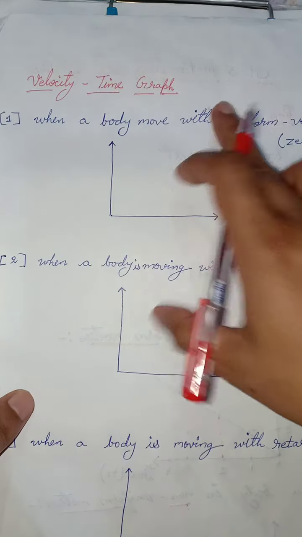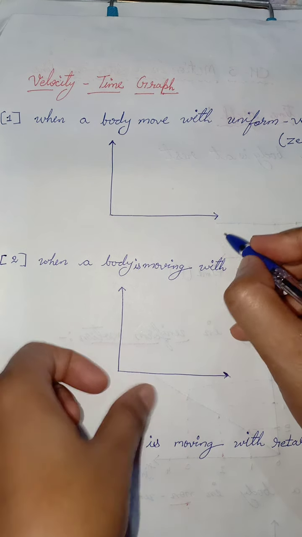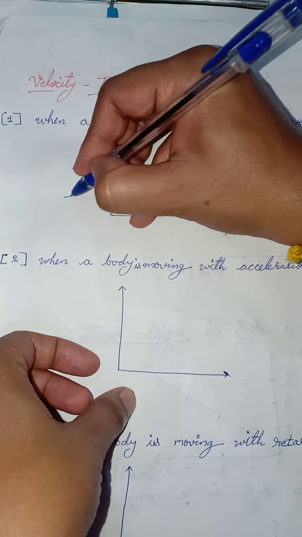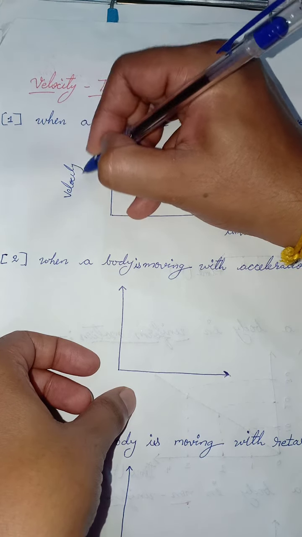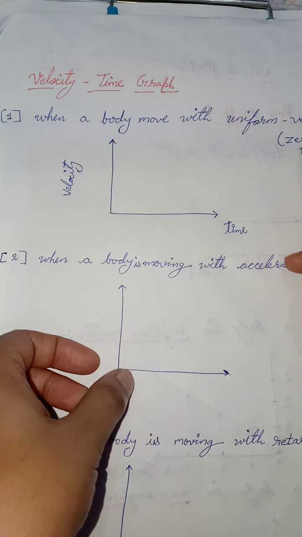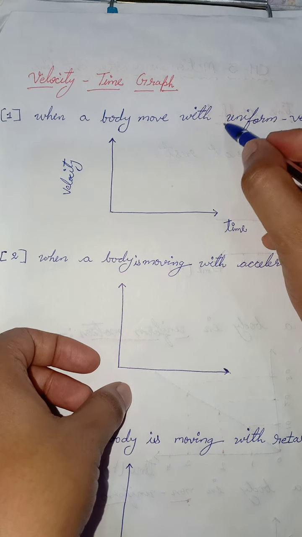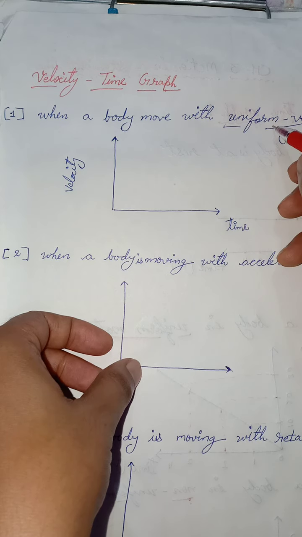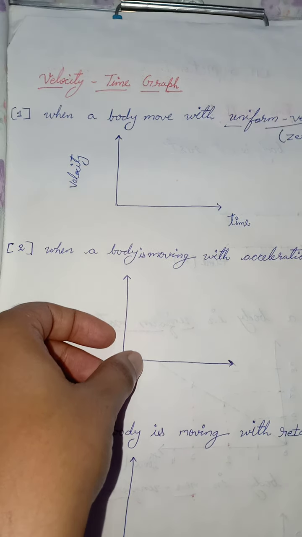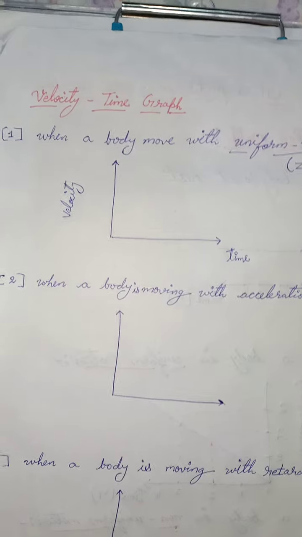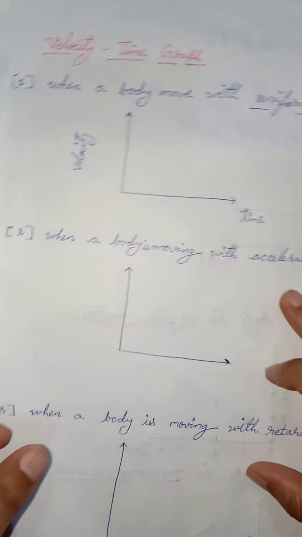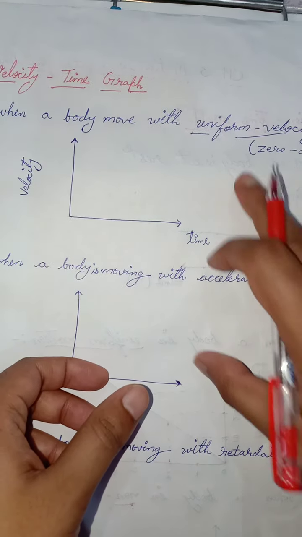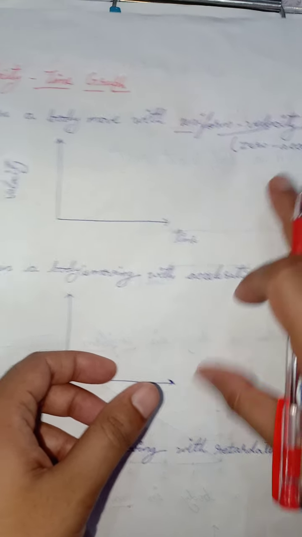The next topic that we will see is the velocity time graph. In the velocity time graph, again on the x-axis we have time, and on the y-axis we have velocity, and zero acceleration when a body is moving with uniform velocity. What do you mean by uniform velocity? Uniform velocity means velocity will be the same. All the time the value of velocity will be the same, so it is also called zero acceleration.